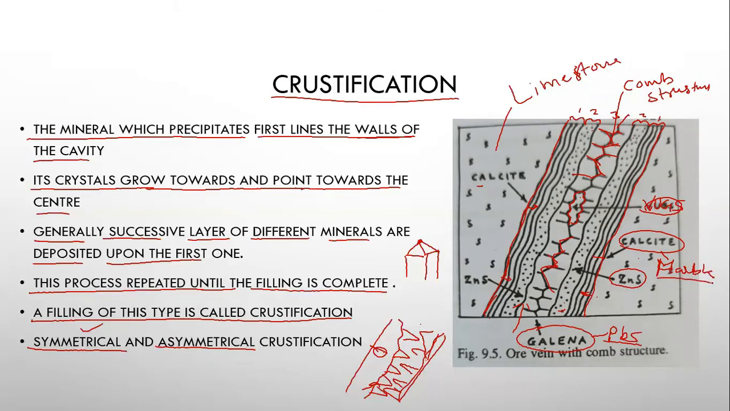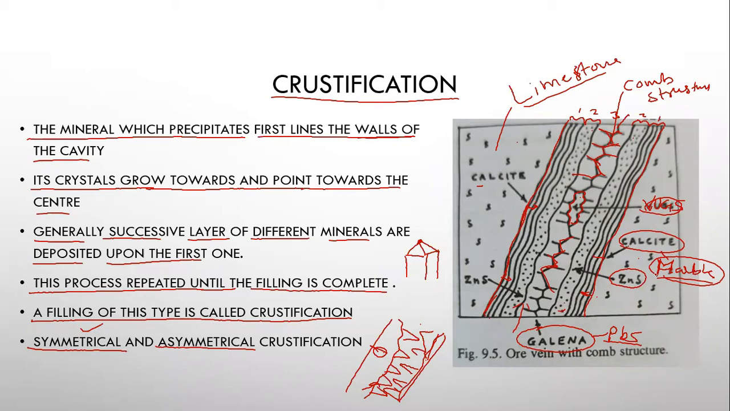Marble contains calcite. As I told you, the host rock is limestone, and the hydrothermal solution has entered into this crack, and the walls will melt and recrystallize. These walls of the limestone will melt and recrystallize. Limestone has calcite, and after recrystallizing, it forms marble. This is called metamorphism. Due to metamorphism, limestone converts to marble.